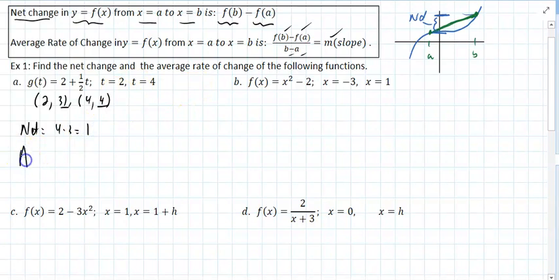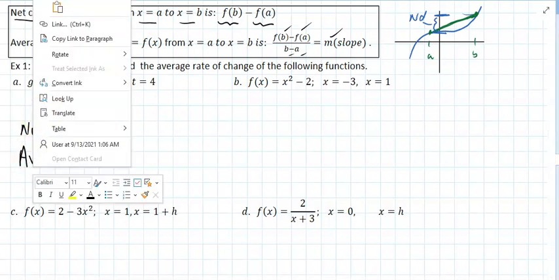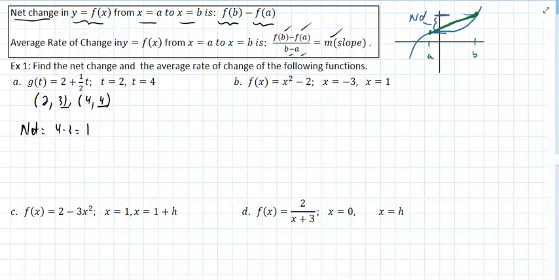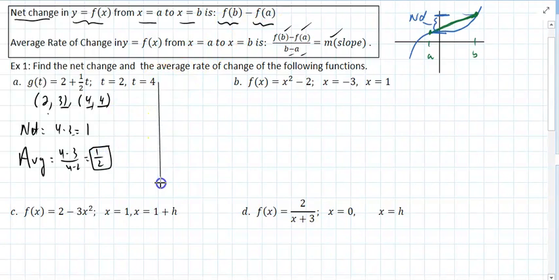The average rate of change would be pretty much 4 minus 3, which is the net, divided by 4 minus 2. That would be simply 1/2. Very simple to do with numbers. Well, the indication is that we're going to be dealing with non-numbers soon.